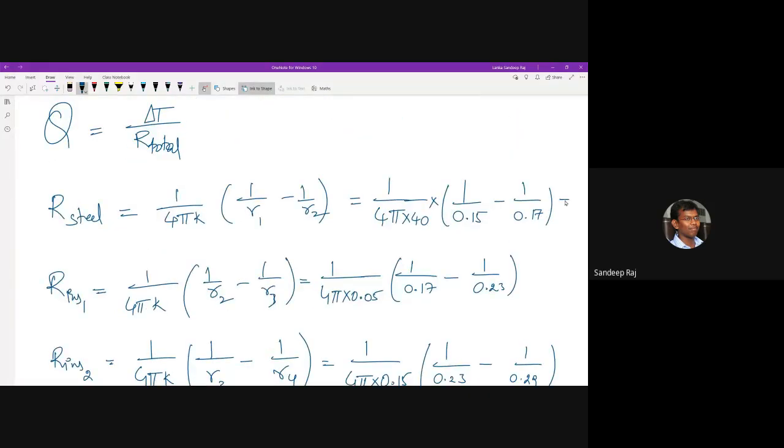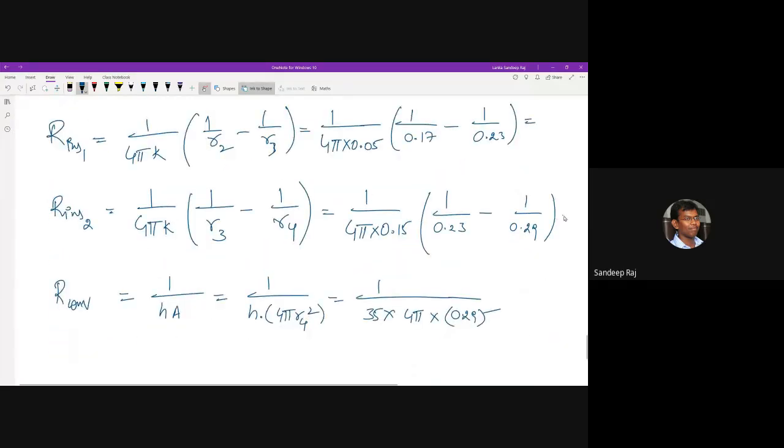What is the R steel value? What is the R insulation 1 value? What is R insulation 2 value? All these things. Along with this, a value is given as RS. This RS value is given as 1 into 10 to the power of minus 3, should be minus actually. It is given in meter square Kelvin per watt.